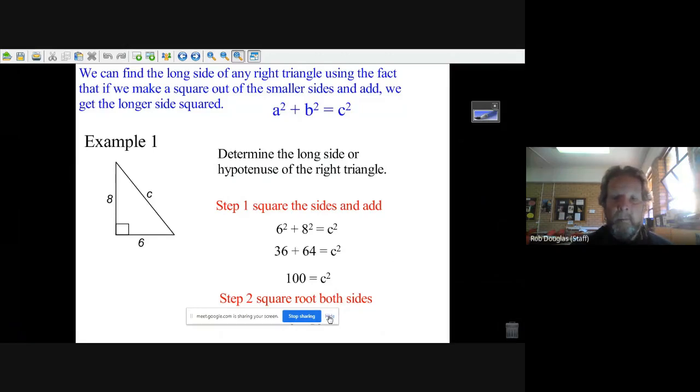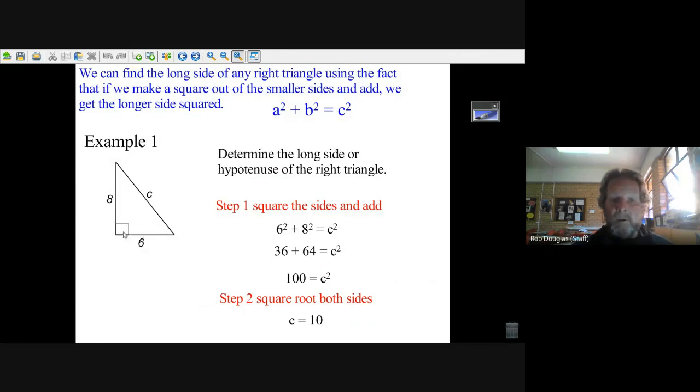Okay, now we're going to do some Pythagoras where we're going to figure out how to find the long side, the hypotenuse of a right angled triangle. Well, it's pretty straightforward. You use this idea that if you make squares out of the short sides of a right angled triangle, they'll always add up to the long side made into a square. So a squared plus b squared equals c squared.